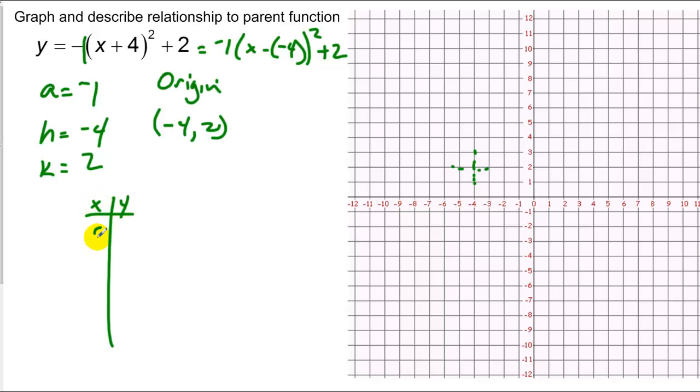I look at y equals x squared. So here's x and y, 0, 0, 1, 1, 2, 4. And I'm also going to multiply my y values by a -1. So when I do that, I get 0, -1, -4. So I start at 0, 0, move over 1 and down 1, over 2 and down 4. Puts me here.